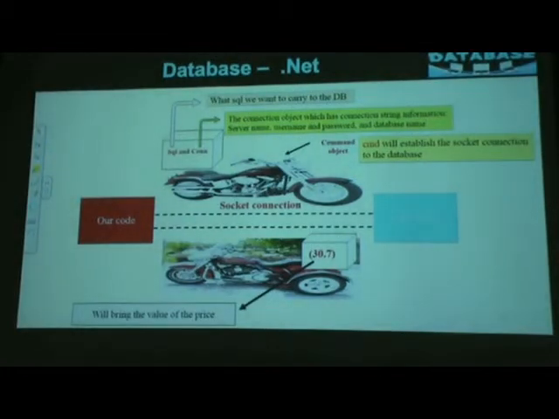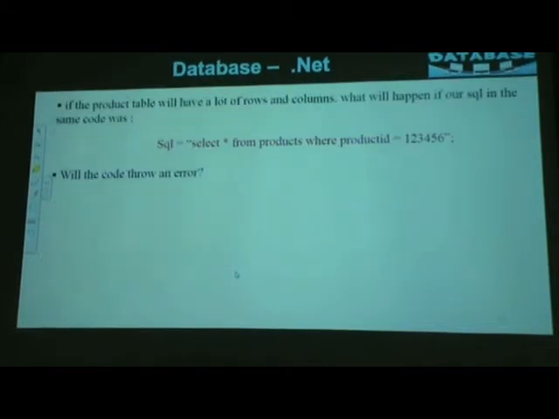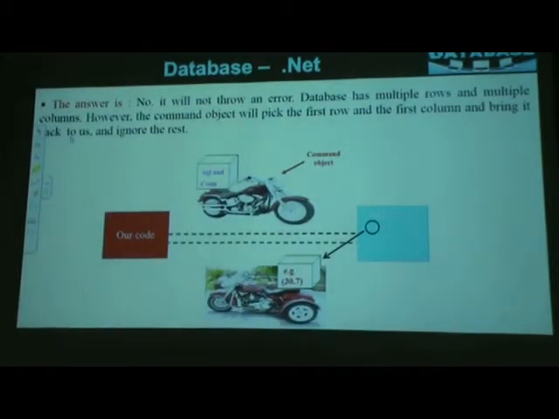So we already know that the command object will always bring one piece of information. So let's have a different scenario. If the product table has a lot of rows and columns, what will happen if our SQL in the same code was: SQL equals select star from product where product ID is 1, 2, 3, 4, 5, 6. Select star means we need all rows and all columns for that product ID. Will the code throw an error? What do you think? Is there any answer? The answer is no. It will not throw an error.